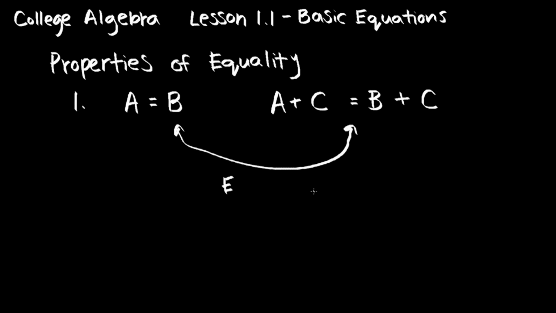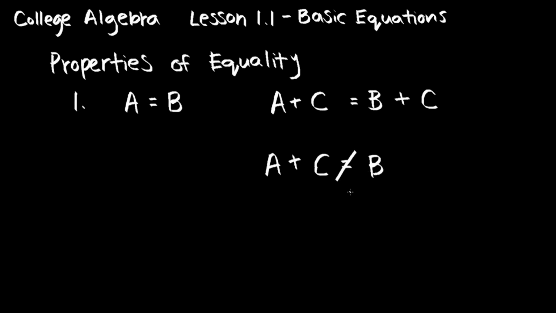So you could not go by doing an addition of C on one side and not the other. These two are not equivalent anymore, right? So that's one of the fundamental properties of equality.